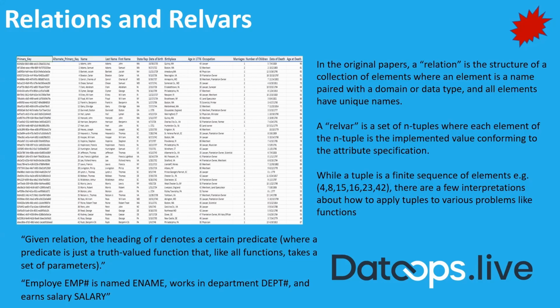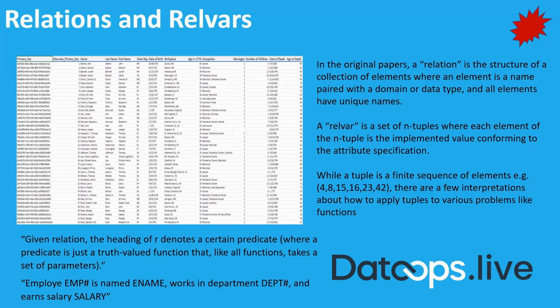Now, a tuple, as I mentioned earlier, an n-tuple, is a finite sequence of elements. So a row can also be considered to be an n-tuple based off of the way that it's put together. And because of that, and the fact that there are a few different interpretations about how you can apply tuples to various problems, whether that be a function or another relation or whatnot, we'll talk about that more in a later part.